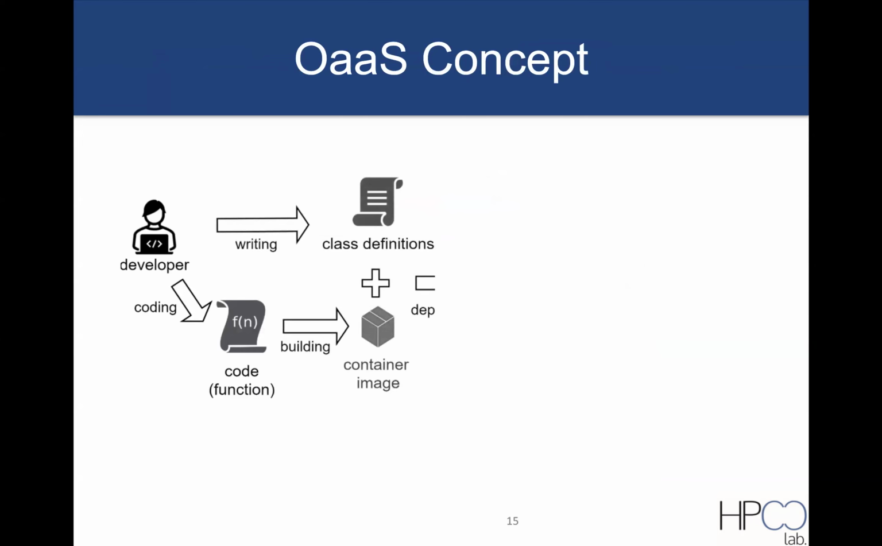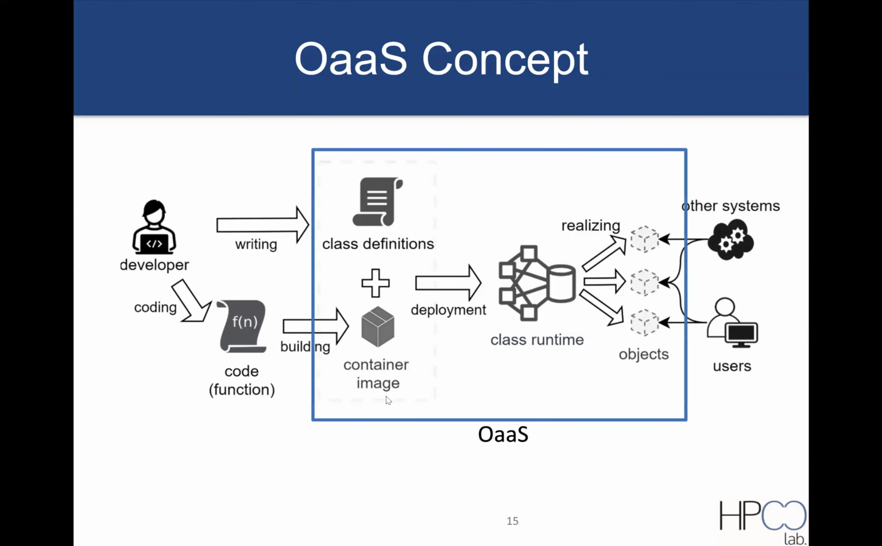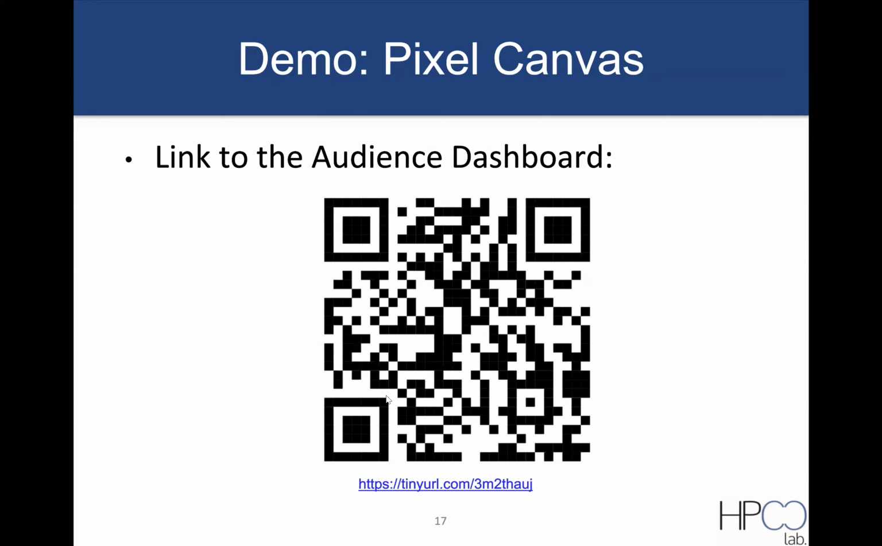The workflow is going to look like this. You write the code and write the class definition, which you can imagine as some kind of configuration file. Then you build the code into a container image and deploy it as a class runtime. You can see that the analogy comes from object-oriented programming, which is pretty much the same. Then you just use it through the system.